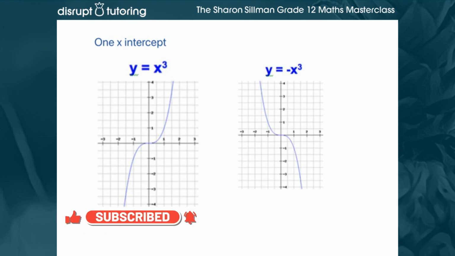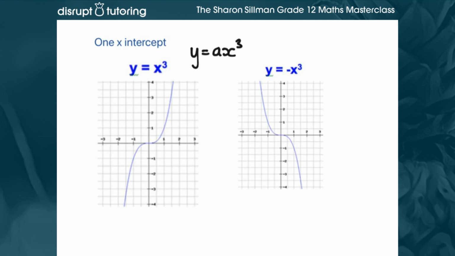Notice in this case that the format of the function was officially ax cubed. In the first one, a is equal to 1, and in the second one, a is equal to minus 1. So when you see an equation in that format, you can know immediately that there is only going to be one x-intercept. And notice that when the a is positive, then the function is increasing, and when the a is negative, negative 1, it's a decreasing function.